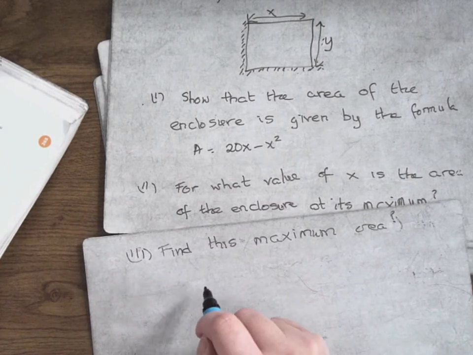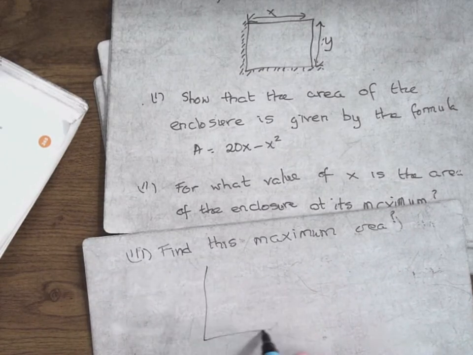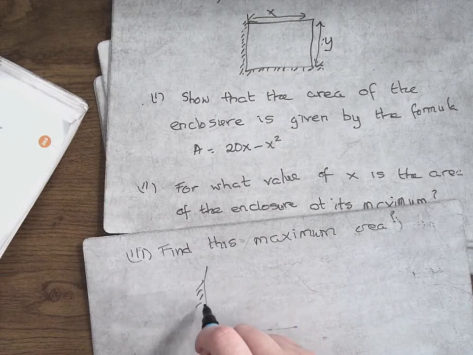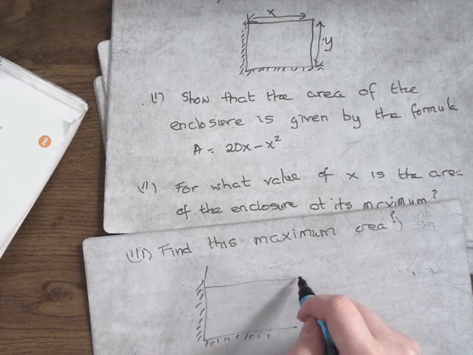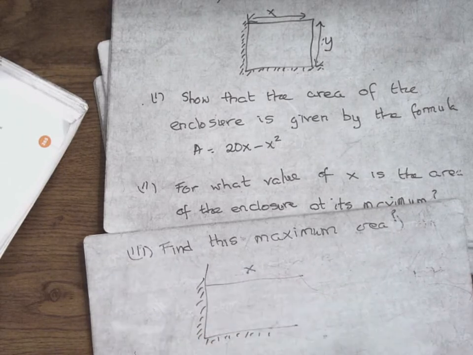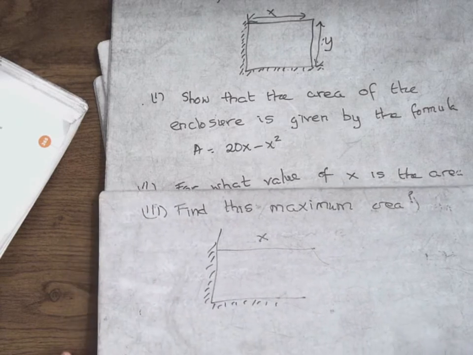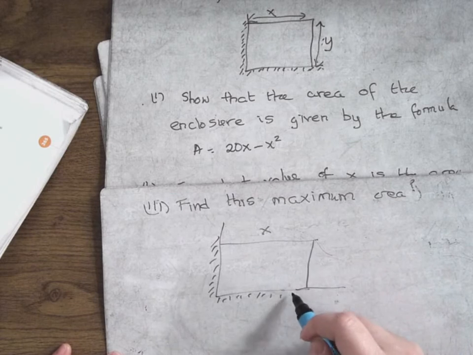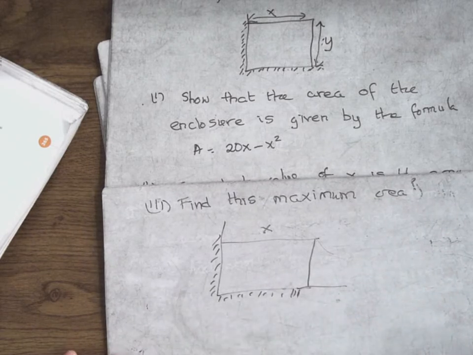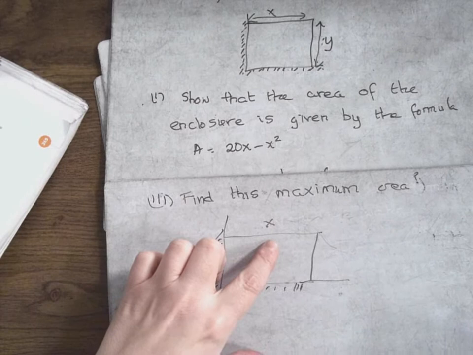I'll just draw it out again there so I can move it up. So I have a bit of fence going across here which I called X. And there's another bit of fence going down here, but what do the two bits of fence have to add up to? 20. How do I know they need to add up to 20? Because that's how much fence he has. They told me that in the question, isn't it? So if this measures X, what does this one measure?